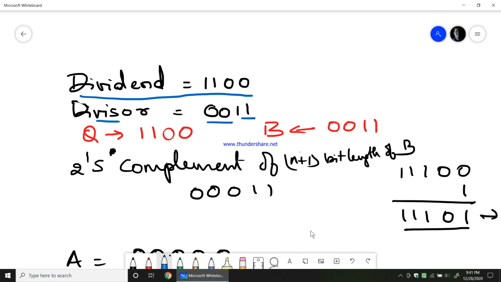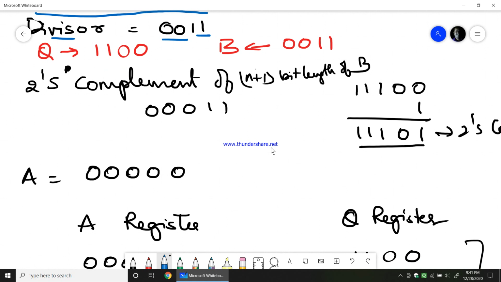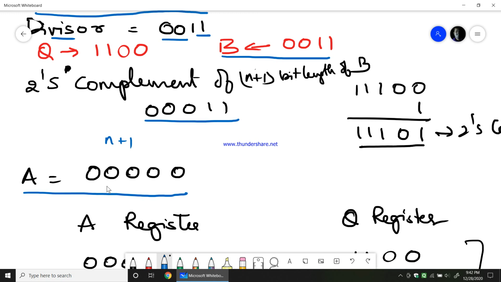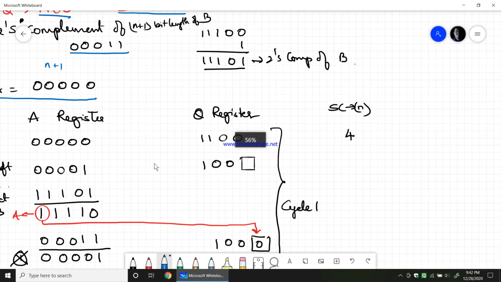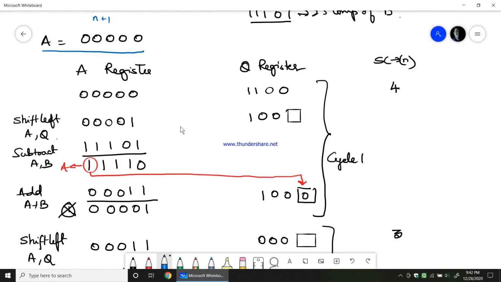As usual, assign register A all zeros and convert register B to a 5 bit value, which is again 00011, and A will be taken with n plus 1 bit length, which is 5 bit length. So 5 zeros is there because the dividend is again 4 bit in this question, which is 1100. Now take 2's complement of B, we get 11101. Now take register A, Q and the counter, where counter is 4. The initial value of register A is all zeros and Q register is 1100.